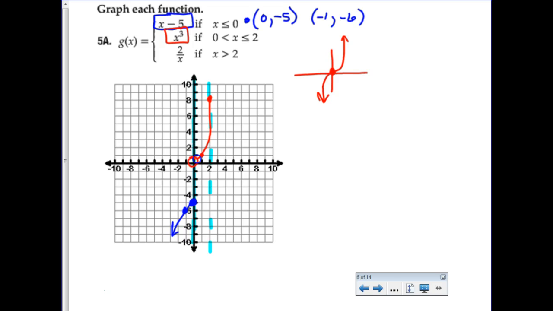All right, guys, we got one more piece of the piecewise function. Maybe you don't remember what this looks like. Maybe you have no clue. That's okay. Can you go to y equals, and can you graph 2 divided by x in y1? You should get something that looks like this. Let me know if I'm wrong, though.